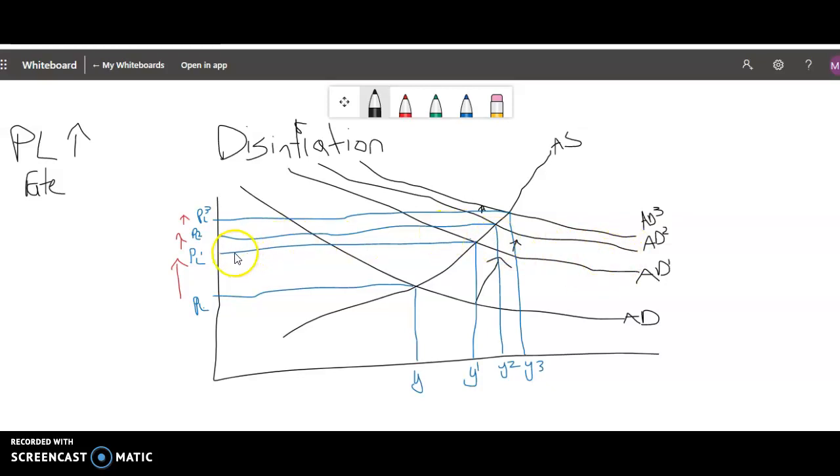And so what we see is that the price level has increased. PL's increased to PL2, PL1 to PL2. So we've got an increase there, but the increase isn't as big as this one here. So the initial increase from PL to PL1 is quite large, and then PL increases again as AD increases again, but by a lesser amount, right?